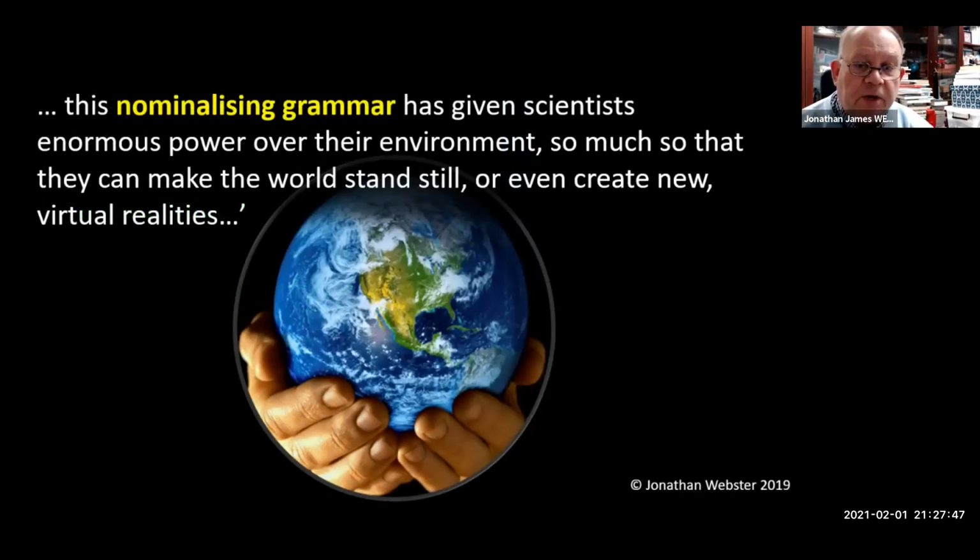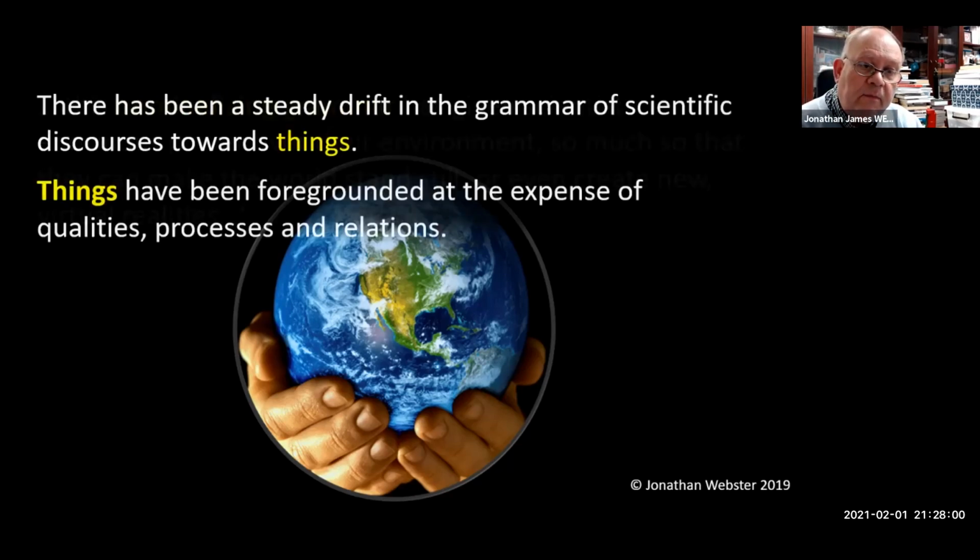This nominalizing grammar has given scientists enormous power over their environment, so much so that they can make the world stand still or even create new virtual realities. There has been a steady drift in the grammar of scientific discourses toward things. Things have been foregrounded at the expense of qualities, processes, and relations.